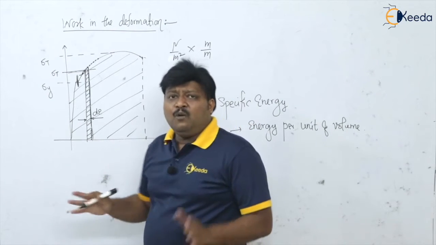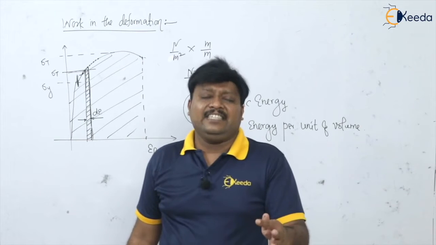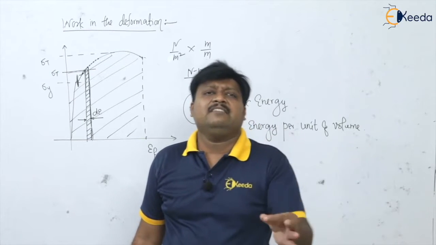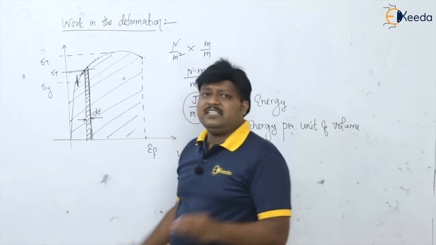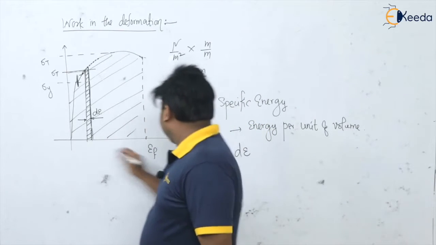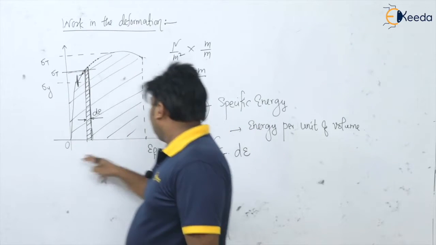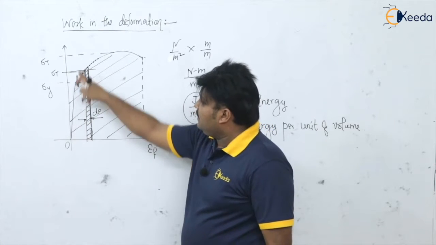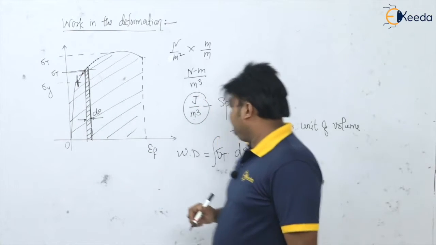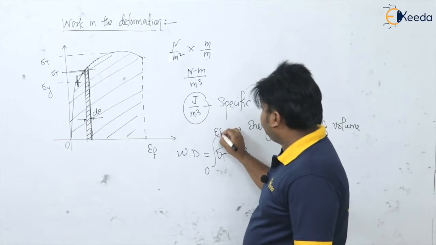But see here, the assumption is that we are assuming that the elastic strain is very, very negligible compared to the plastic strain. So I am directly integrating this work done from strain 0 to the required strain, not from the elastic strain to the required. Okay, so directly I will integrate from 0 to say epsilon f.